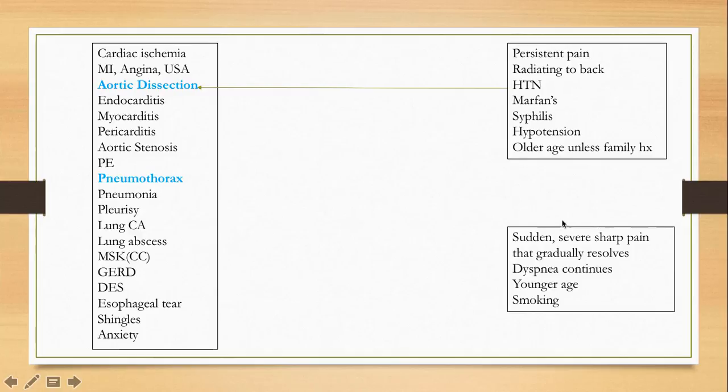This pain will also be very severe, very sharp, and it usually starts very suddenly, just like aortic dissection, but the pain starts to get better with time and dyspnea continues. So that is the difference. Another difference is that these people are usually younger, and they also may have a history of smoking, but smoking can be present anywhere. So you can see smoking does not separate the two. It actually doesn't separate anybody from anything, but it adds to the probability of a disease if it is present.